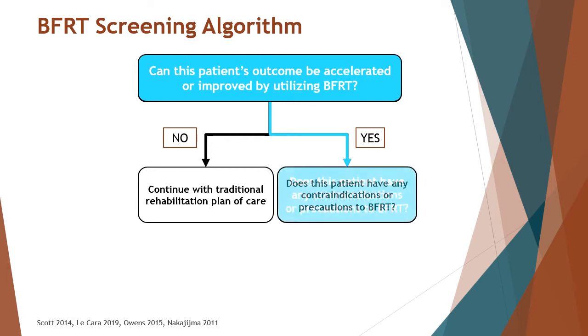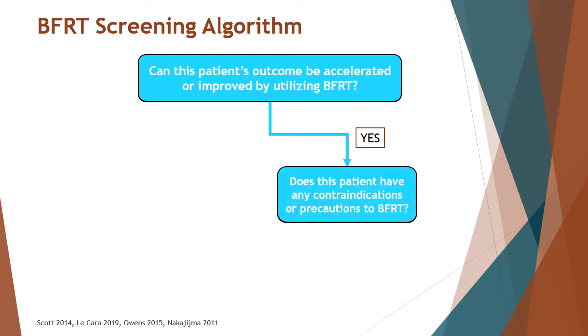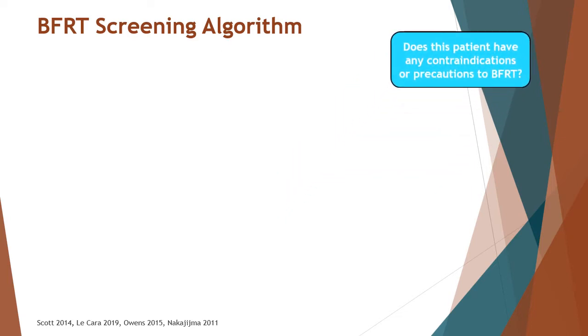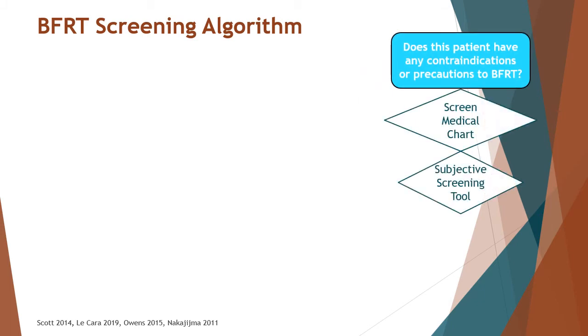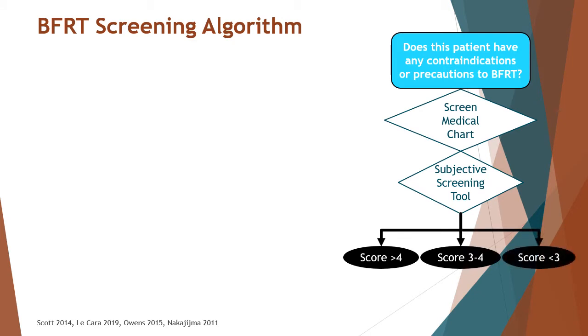Okay, let's say that they actually were going to benefit from one of those local and/or systemic effects. Then the next point in the decision tree process: you're going to screen the medical chart, and you're also going to look at a subjective screening tool that has a point system associated with it. The point system is essentially 0 to 5, and the lower they are on the scale, the more indicated they are for blood flow restriction training, the less risk that they have.